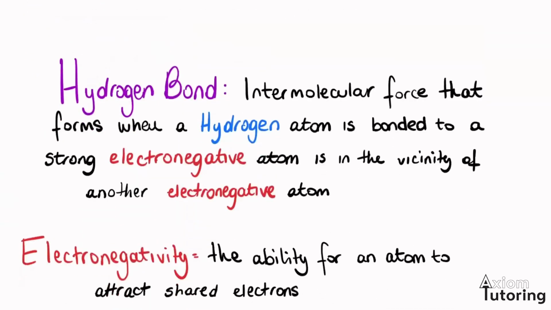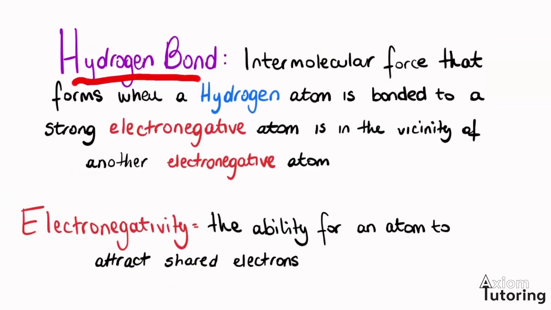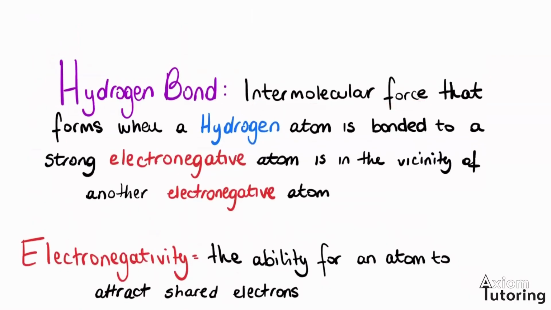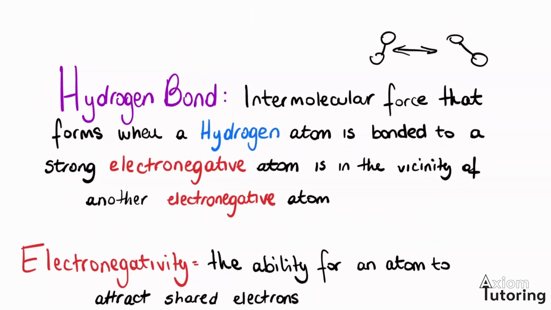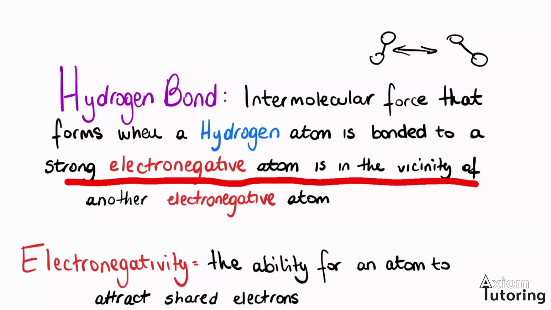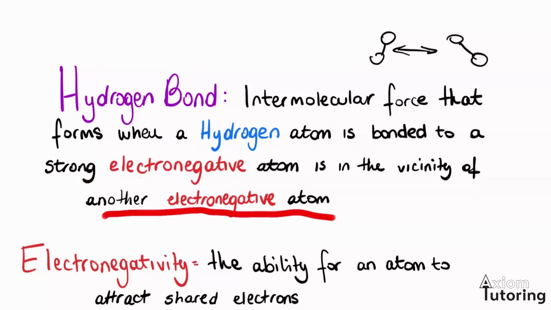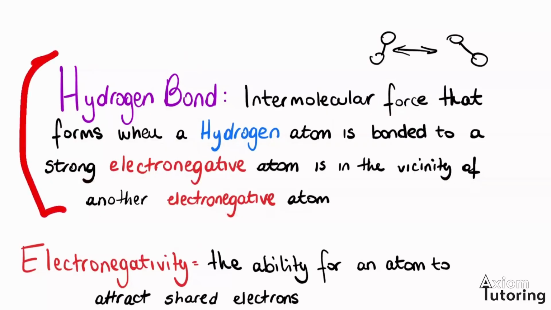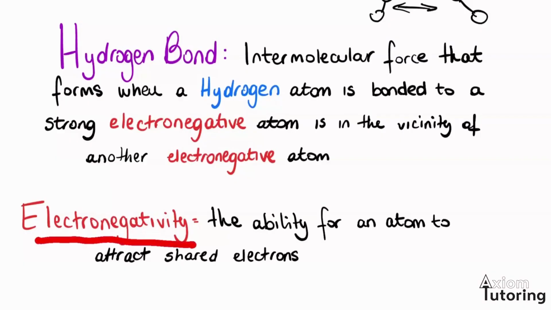First of all, let's get rid of some jargon. Hydrogen bonds are intermolecular forces, which means that they form between two molecules instead of two atoms, as we've seen before for covalent bonds and ionic bonding. And these intermolecular forces form when a hydrogen atom is bonded to a strong electronegative atom in the vicinity of another electronegative atom. So before I go through what all of this means, let's first understand what electronegativity is.